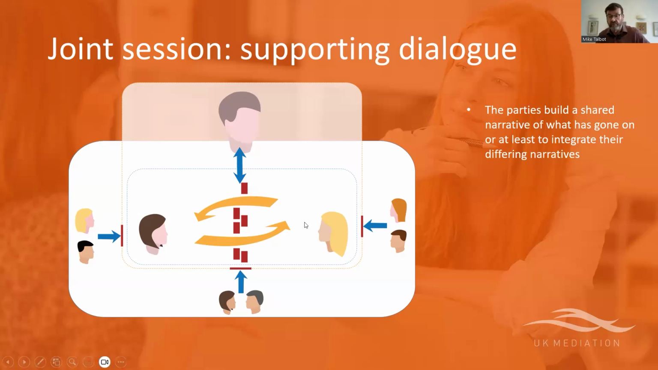We just keep them separate. But where we get to in this joint meeting, there's a lot to say about how the process of mediation works. There are other webinars in our library that you can have a look at if you want to see exactly how the process works.